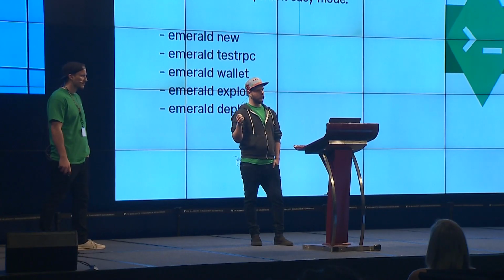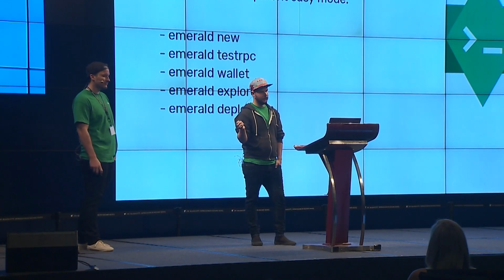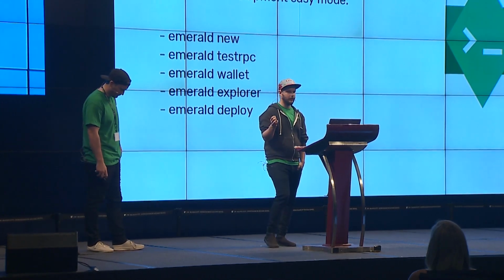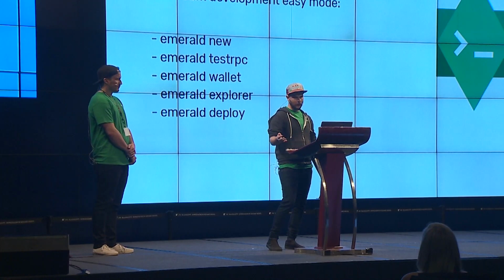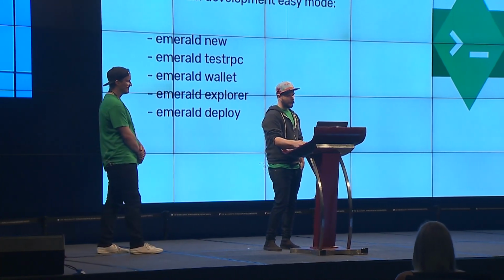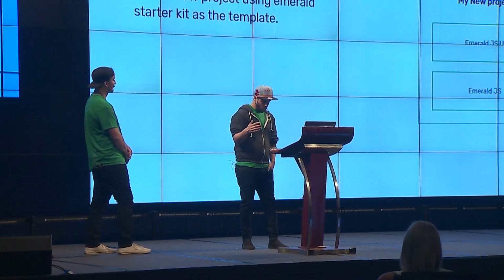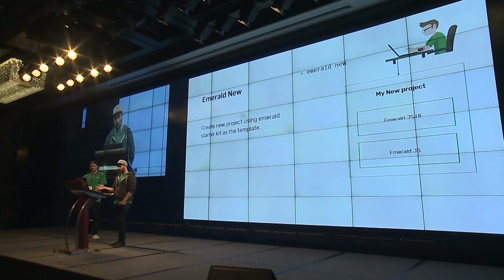So how does this all come together? It comes together under the project that is the Emerald CLI, and it's just an overarching tool that helps you with any Ethereum development. I'll go through each one. So Emerald New will create a new project from a template that we're calling Emerald Starter Kit.